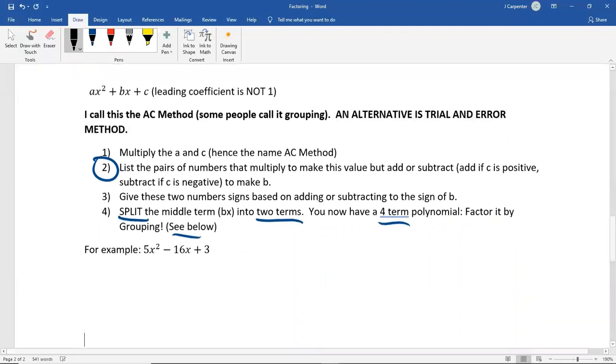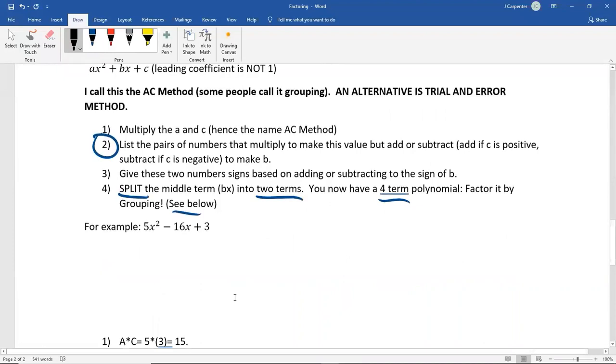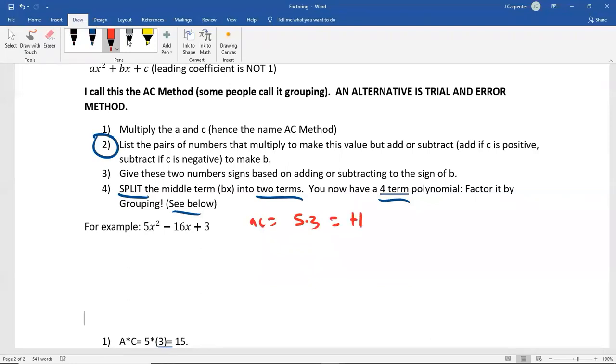So let's try out this example, 5x squared minus 16x plus 3. I am taking way too much time to do this, unfortunately. That's okay. So I'm going to do the AC method. We take the 5 times the 3. I even like to spell it out. So AC equals 5 times 3. If there was a negative 5 and a negative 3, I'd include their signs. 5 times 3 is positive 15.